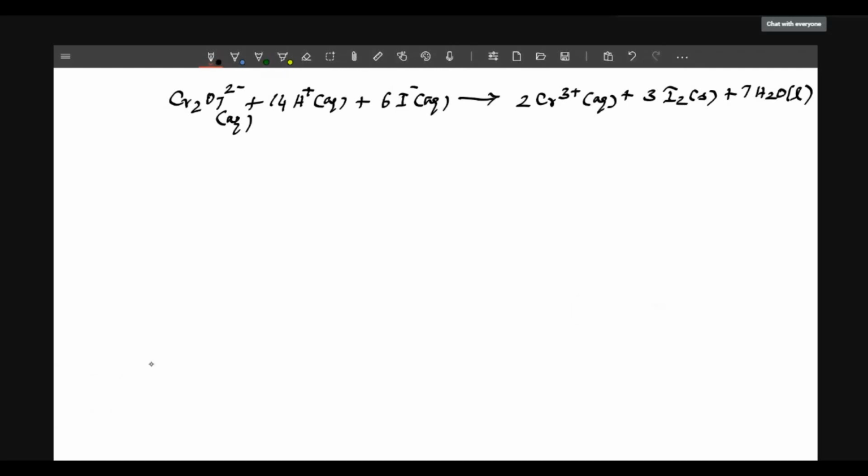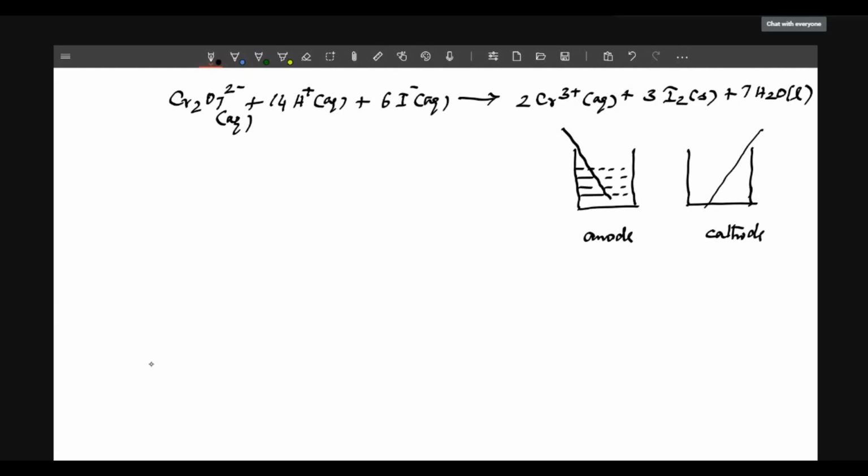First, I will draw the diagram. One compartment, this is another compartment. We generally write this as the anode compartment and this as the cathode compartment. Here we are using one electrode, here we are using another electrode. Here one aqueous solution would be there, here another aqueous solution would be there. If these two are well separated, we can make use of a salt bridge.